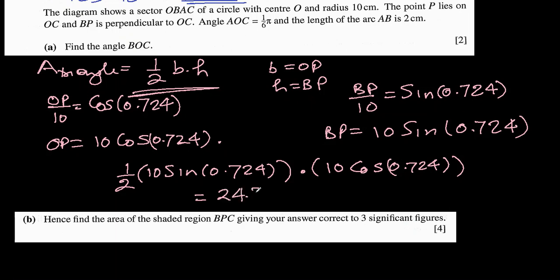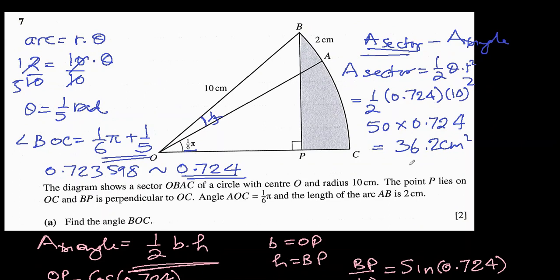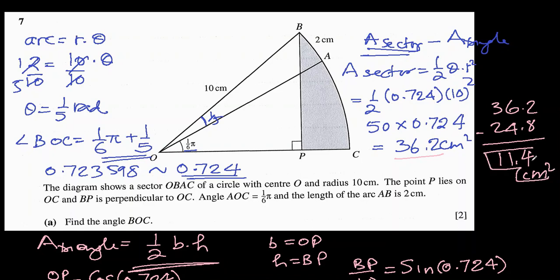24.8 approximately. So this is the area we have to subtract from the area of the sector. Area of the sector was 36.2. And now we've got 24.8 area of triangle. Subtract this and we get 11.4 centimeters squared. This is the area of the shaded part.